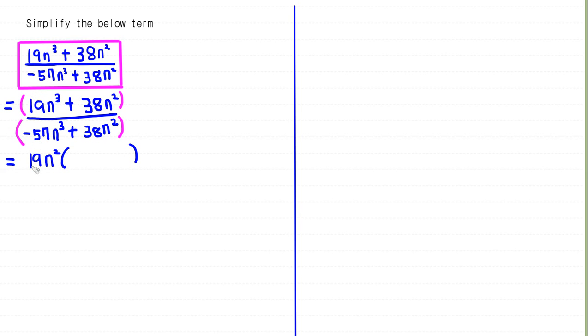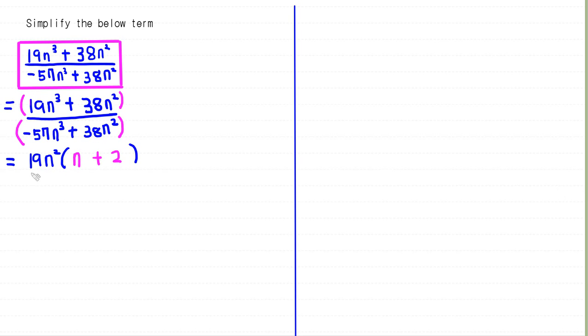This term divided by 19 times n squared is equal to n, because the 19s cancel out, and n to the third power divided by n squared is n to the third minus n squared, which is just n. And plus 38 times n squared divided by 19 n squared is just 2, because the n squared cancels out, and 38 divided by 19 is 2. So written a little neater, the numerator is n plus 2.